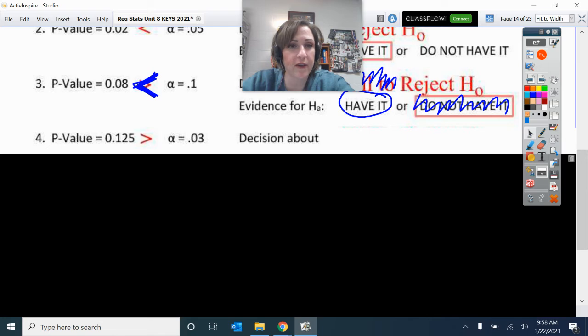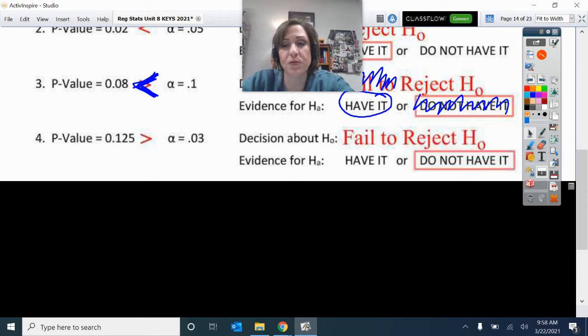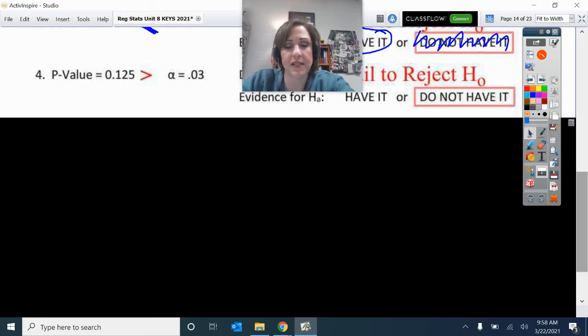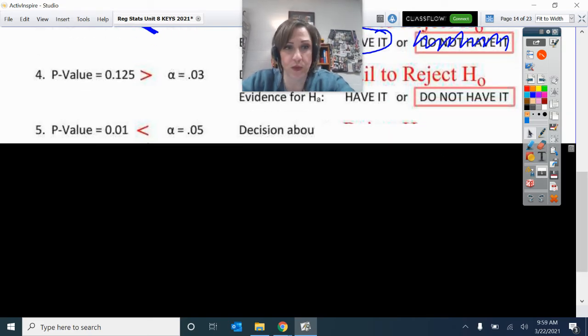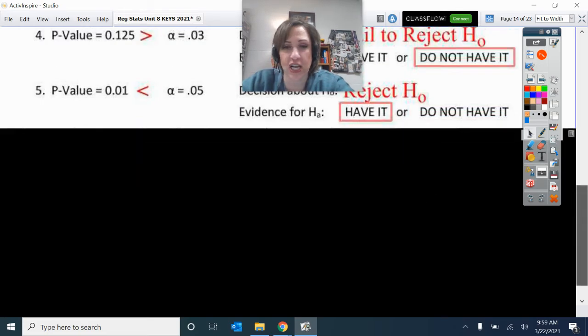All right. So next, now this p-value is definitely greater. 0.125 is definitely greater than the alpha of 0.03. So greater than, not low. So I'm going to fail to reject H0, which means I do not have evidence of HA. All right, this one is low. The p-value is low, so I'm going to reject H0, so I have evidence of HA.